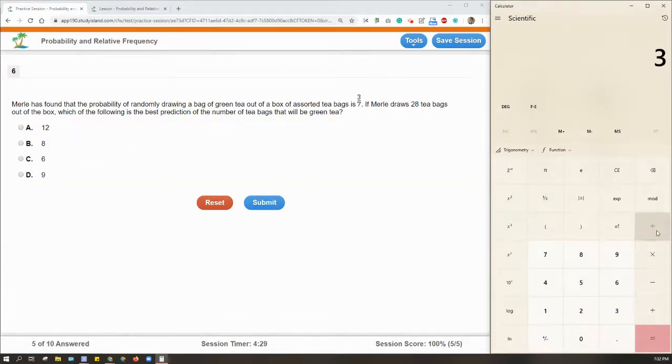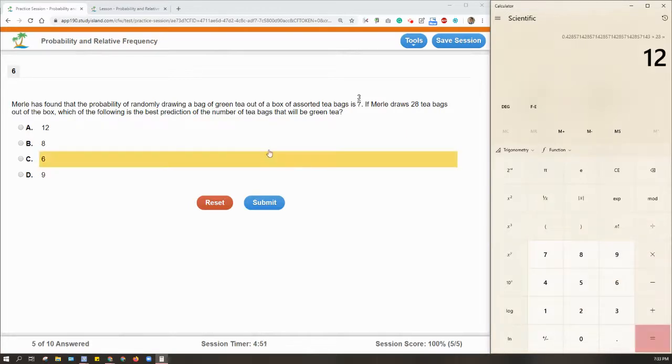3/7 is 3 divided by 7. So 3/7 is this crazy decimal. We will expect this portion of the time to get the green tea that we're looking for here. So we expect it to be this portion of 28. So we say times 28. And we get our answer, which is 12.